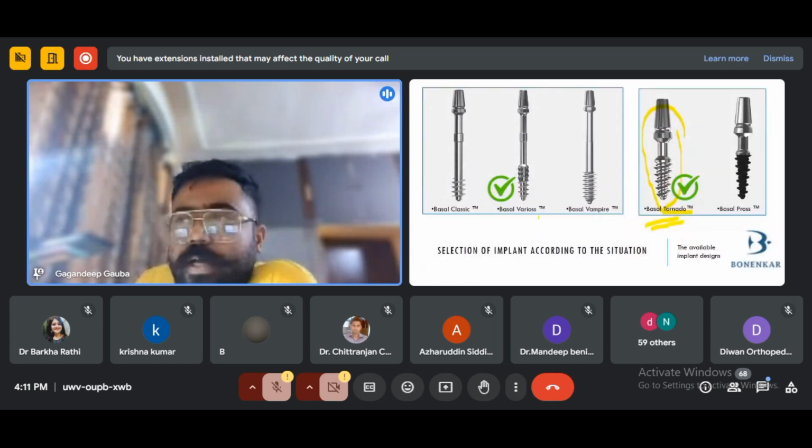So I just told you the choice of implant is either a basal vario, and if we are placing a single pterygoid implant, always go with the non-isoelastic implant. Always go with a basal tornado.